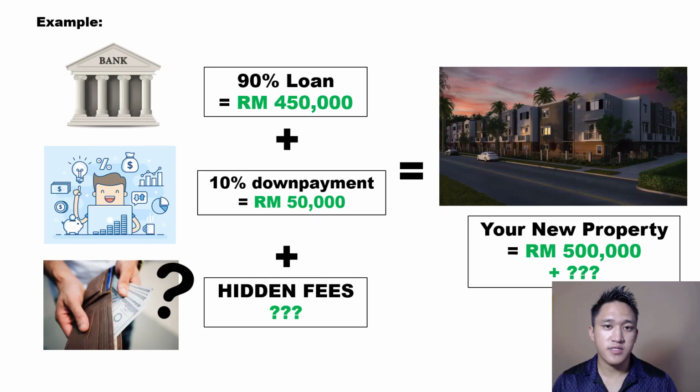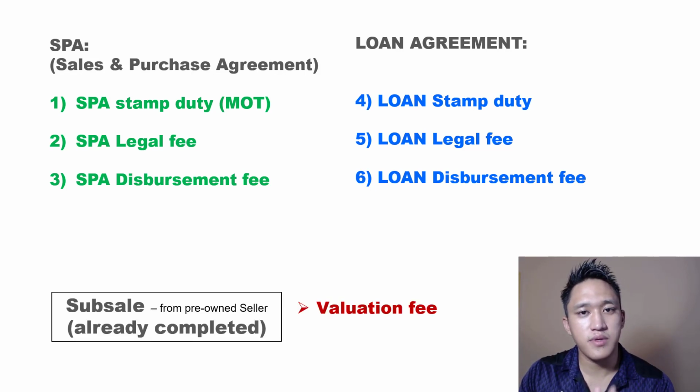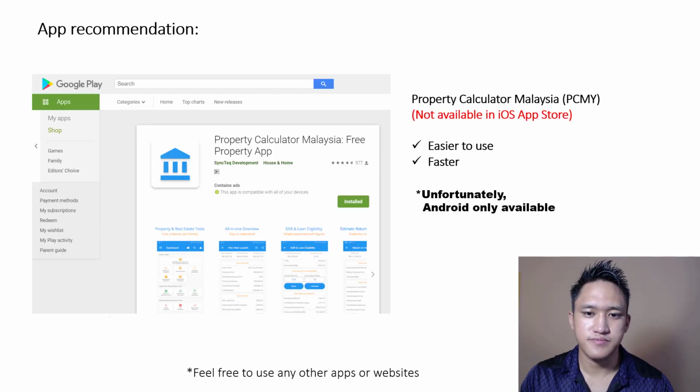Now going back to the previous example from the part 1 video, if you want to buy a 500k property, the 90% loan will be covered by the banks and the 10% is going to be paid by you. So how much are the hidden fees? Alright, so these are the 6 hidden fees, 3 for the SPA, 3 for the loan agreement, and if you're buying a sub-sale, there will be another valuation fee. So sub-sales are pretty much properties that are already completed and are not under construction.